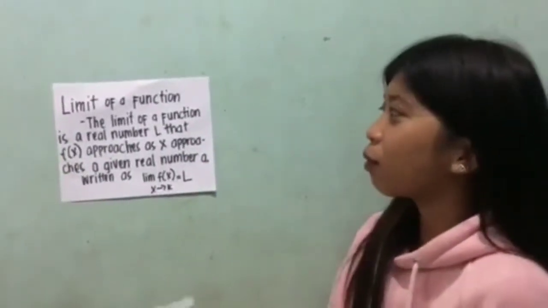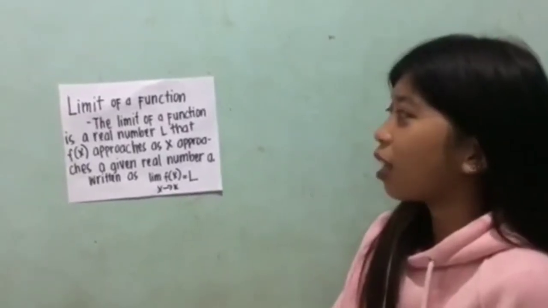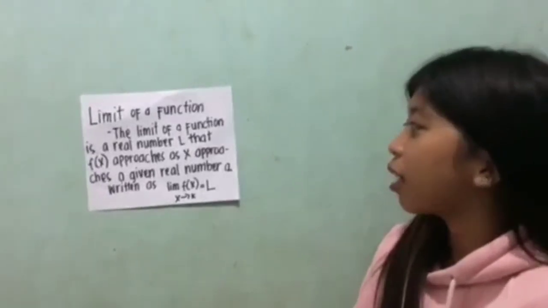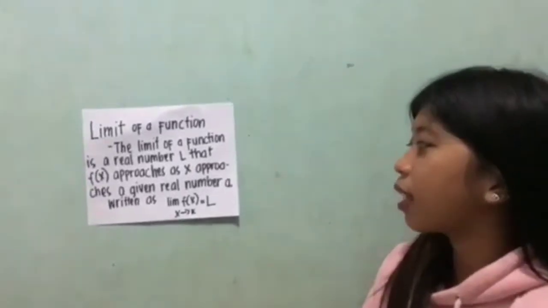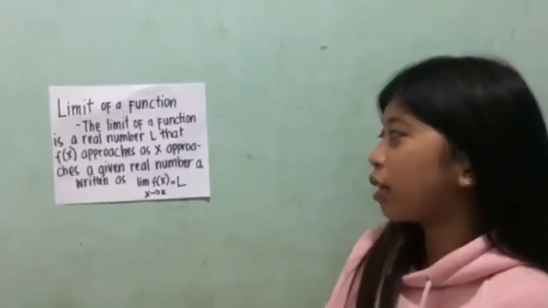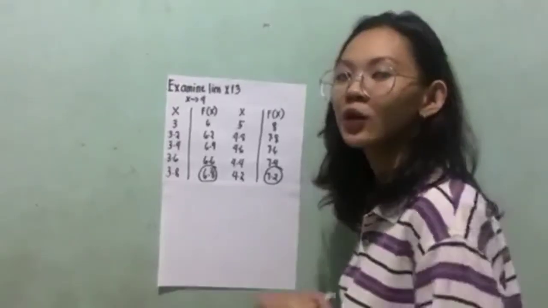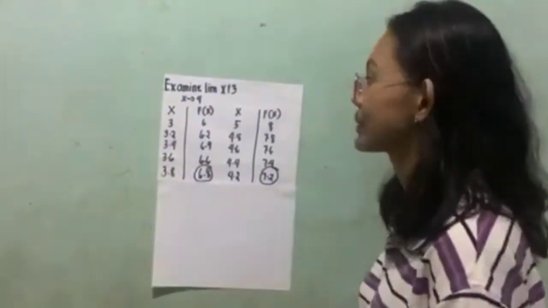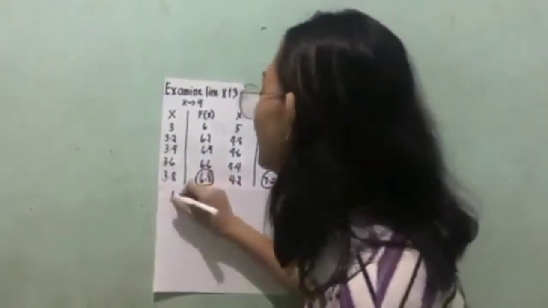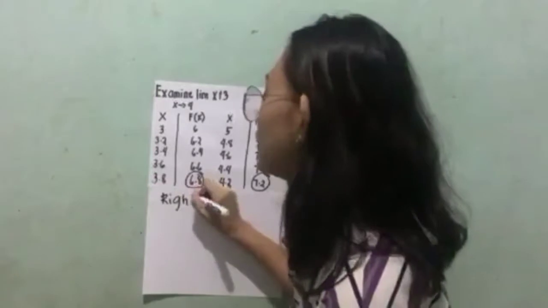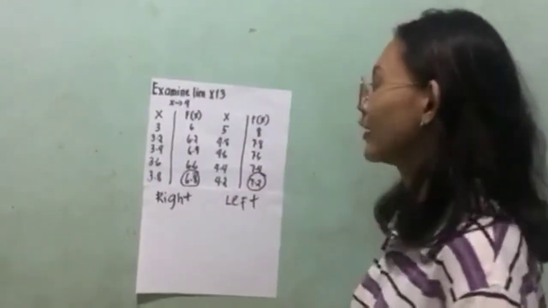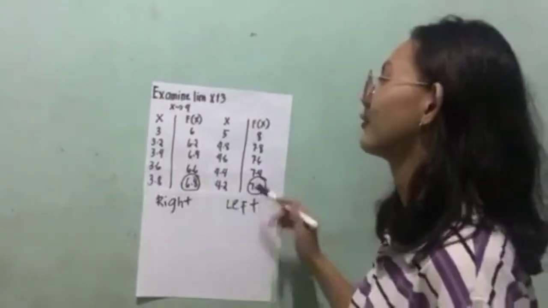The limit of a function is a real number L that f of x approaches as x approaches a given real number k, written as limit of f of x where x approaches k is equal to L. Ang way ng pagkuha natin ng limit of function x is through table of values. So, meron tayong right at saka meron tayong left na table of values. Ito yung right natin, ito yung left natin.